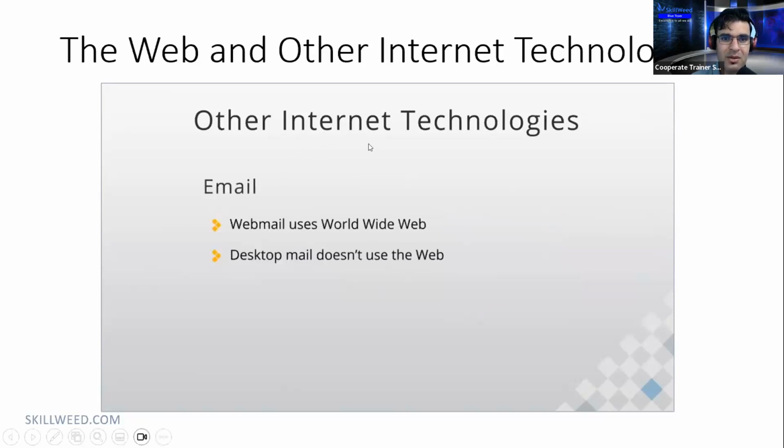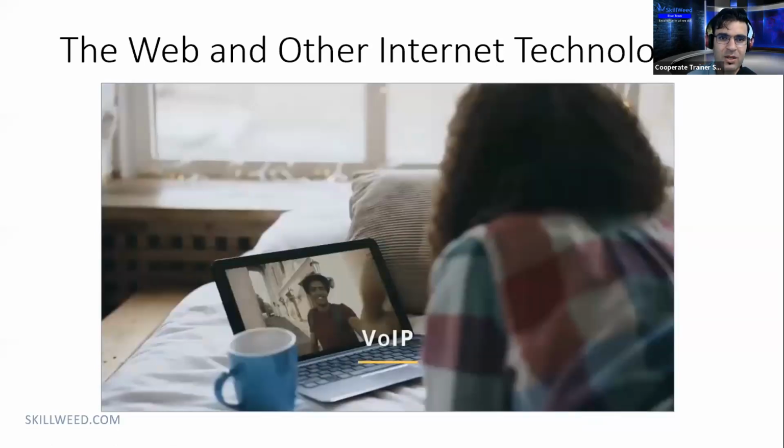We have the other internet technologies. Email, web mail, obviously uses the World Wide Web. Desktop mail doesn't use the web; they just have those applications and they run on that. And this is how you communicate with the email addresses, with the responses and all that stuff. Okay. So voice over IP, as we discussed, is also a good example using Skype. You can also see the video and audio. That's one of the best examples also.